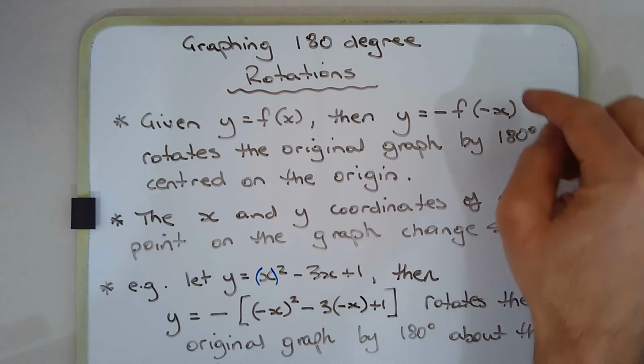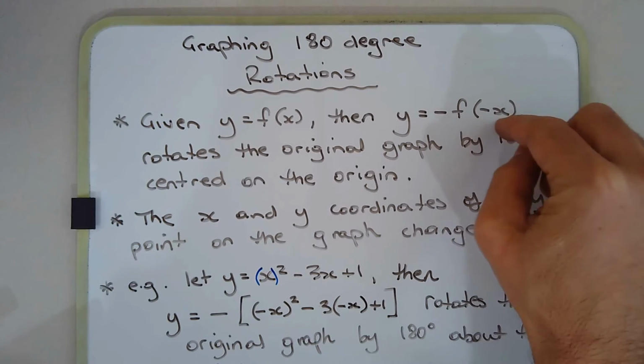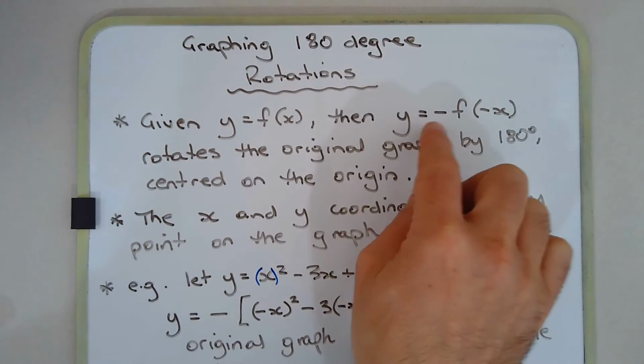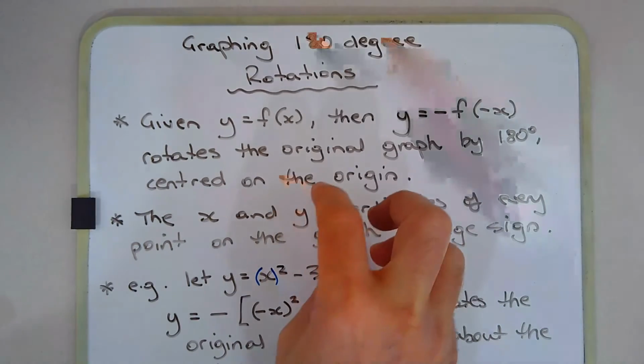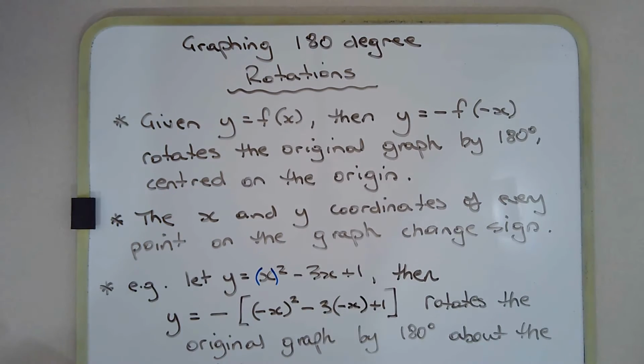So let's say, for example, we're starting off with a part of the graph in quadrant 1. F of negative x will reflect quadrant 1 points into quadrant 2, and then negative f of negative x will reflect those quadrant 2 points into quadrant 3. So you start off with quadrant 1, you end up in quadrant 3.